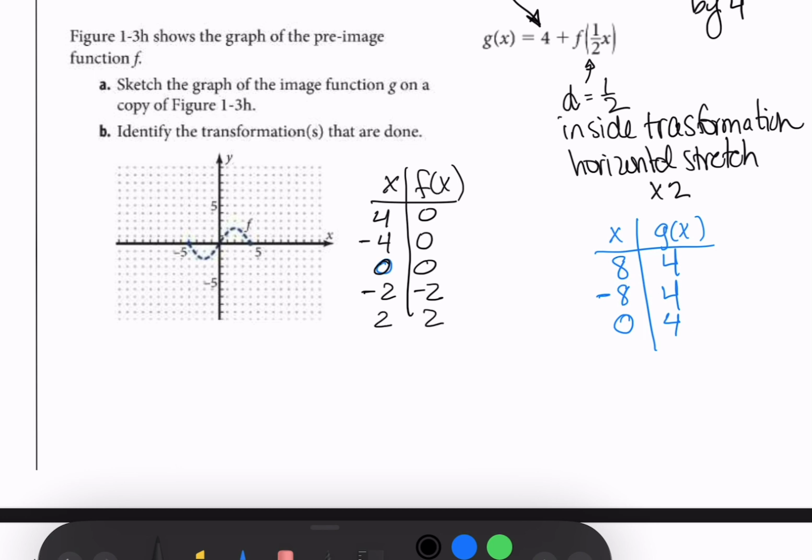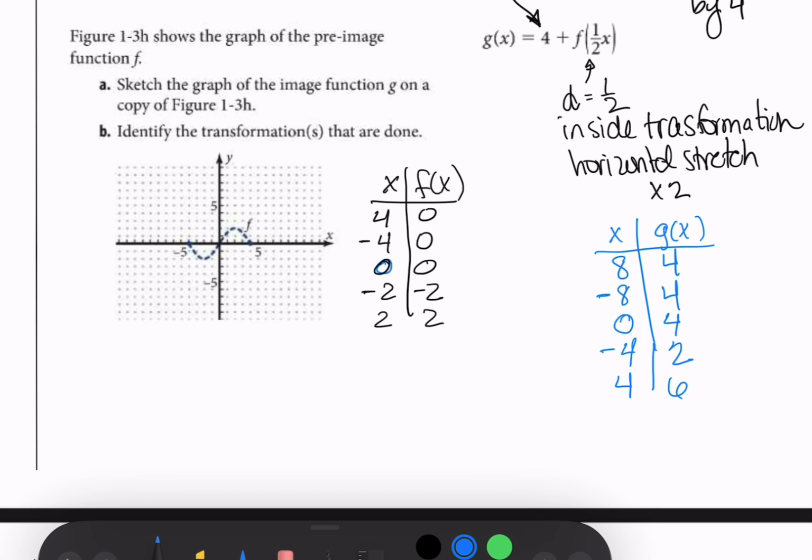All right, so let's see what happens to these. So at negative 2, I stretch that input horizontally times 2. I end up getting negative 4. I then say to myself, okay, well, instead of having that output of negative 2, I know that I need to shift it up 4, so that gives me an output of 2. All right, taking my last critical point, 2, comma 2, think about the input. That x value gets stretched by 2, so it becomes 4. But instead of having an output of 2, I need to shift it up, and I'm going to shift it up 4 units, so I end up at 6.